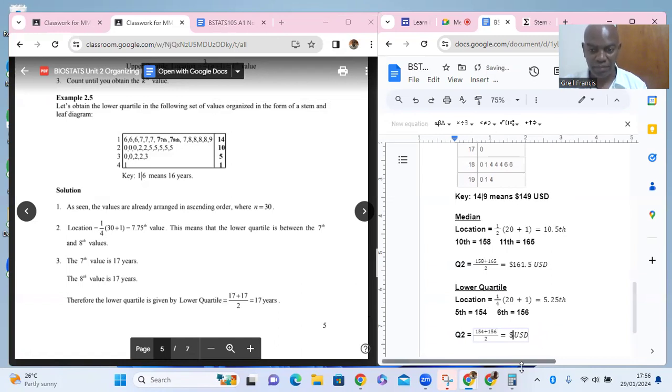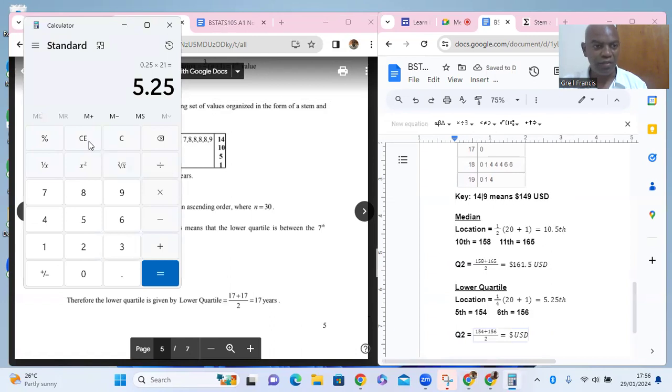Use our calculator. First, we add 154 plus 156 is 310, and we divide this by 2. So our lower quartile in this example is 155. And we repeat something similar for the upper quartile. By the way, the lower quartile symbol is Q1, and the upper quartile symbol is Q3. There are 3 quartiles.